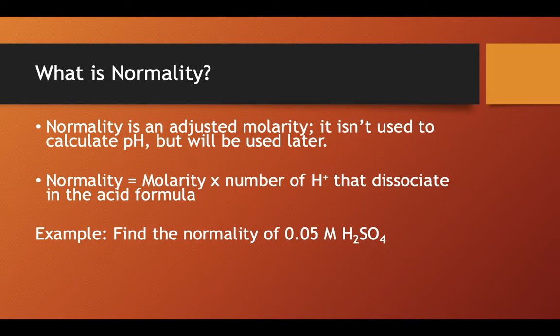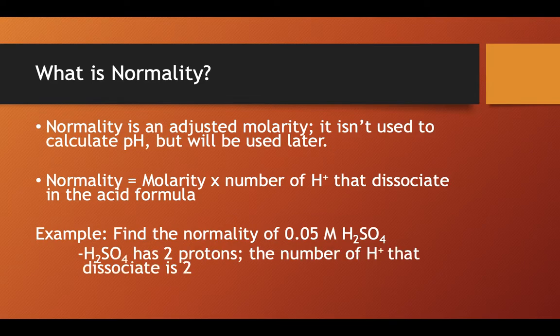So to find the normality of this one, it's pretty simple. We're going to take that molarity, 0.05, and multiply it by the 2 protons that are present in that chemical formula. And so if I take that 0.05 molarity and multiply it by 2, I get 0.1. So the normality of that solution of sulfuric acid would be 0.1.